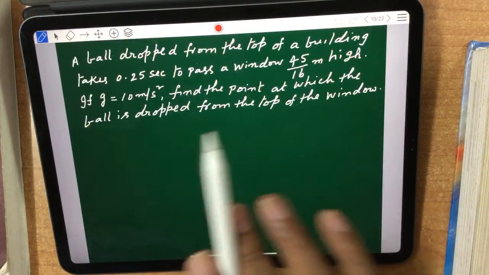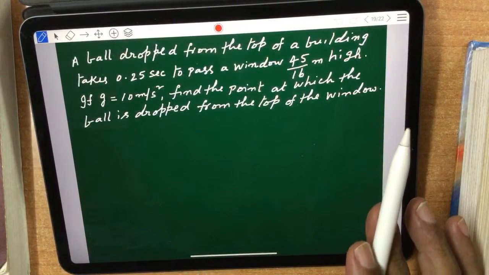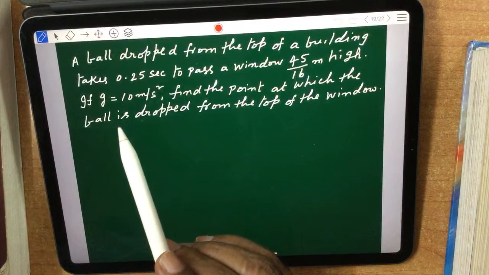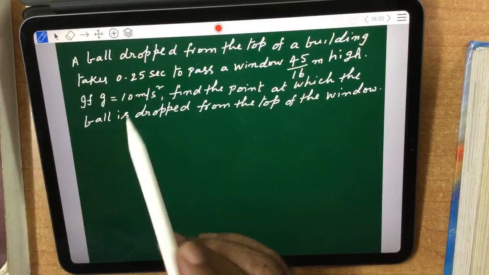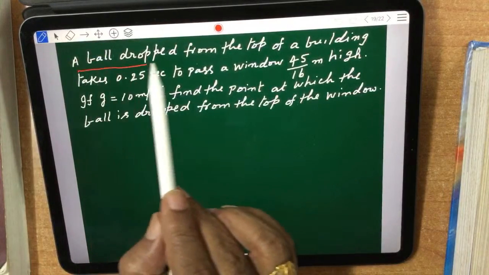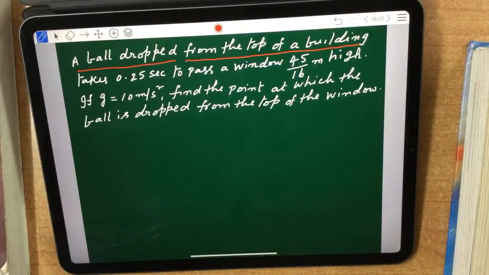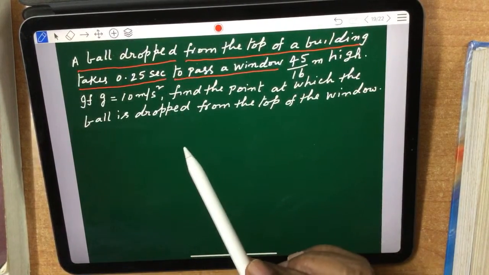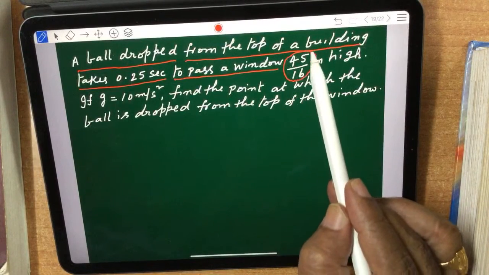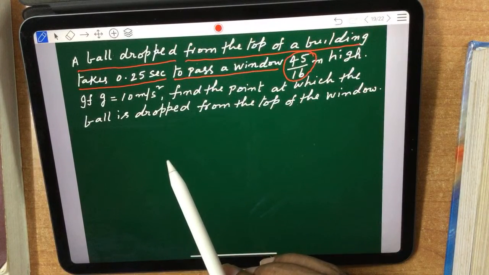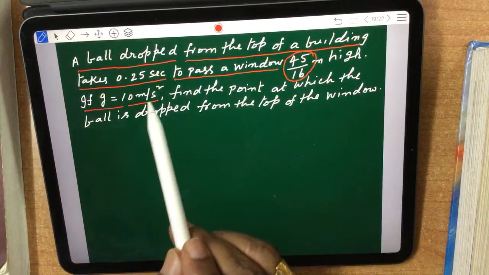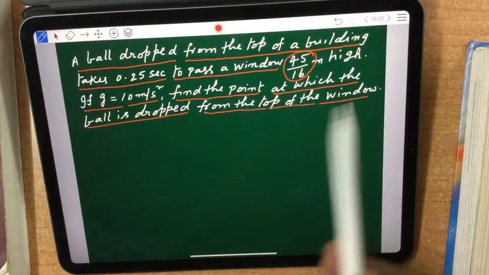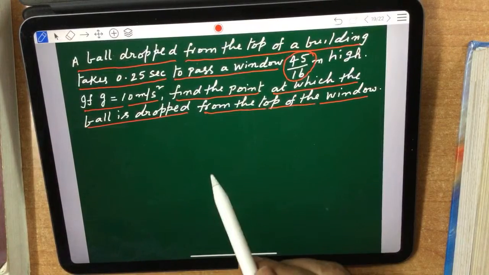So this is the problem sent by one of the students. I think his name is Suhas. Suhas has sent this doubt, so I will clear his doubt. A ball dropped from the top of a building takes 0.25 seconds to pass a window whose length is 45 by 16 meters. If acceleration due to gravity is 10 meter per second square, find the point at which the ball is dropped. Point means height of that point from where the ball is dropped.